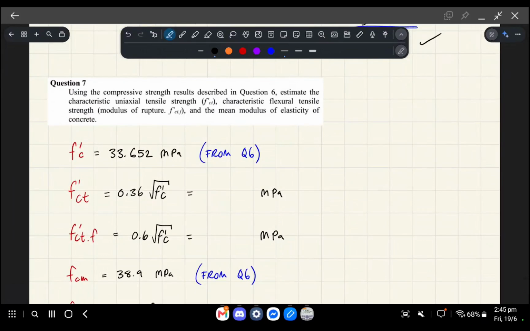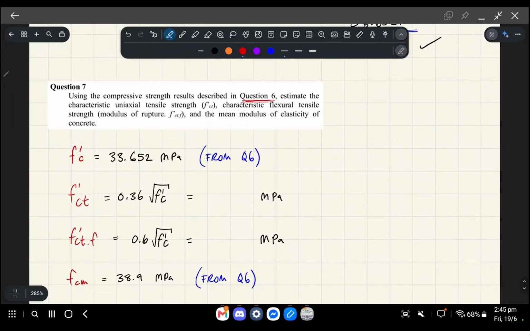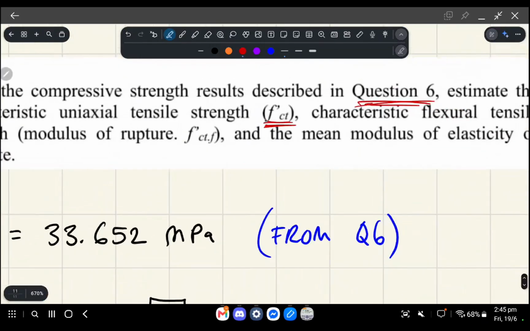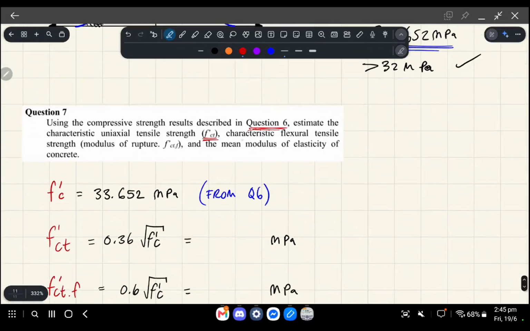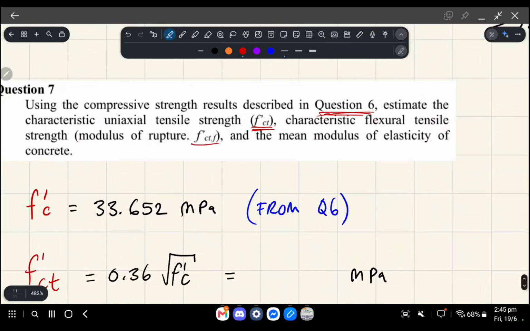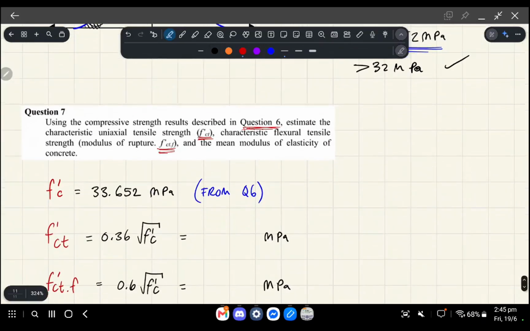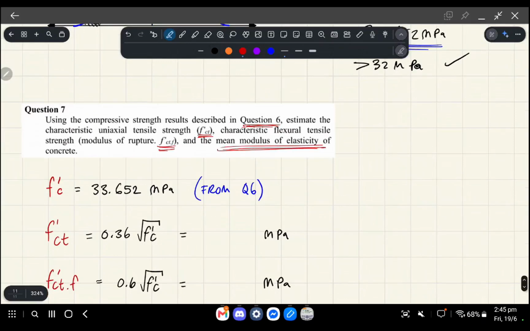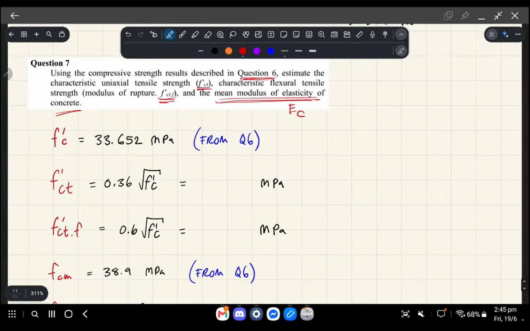Using the compressive strength results described in question 6, so we're going to take some information from the previous question. Estimate the characteristic uniaxial tensile strength, right? So FCT. Estimate the characteristic flexural tensile strength, which is FCT.F, okay? And the mean modulus of elasticity of concrete, which is EC, okay?